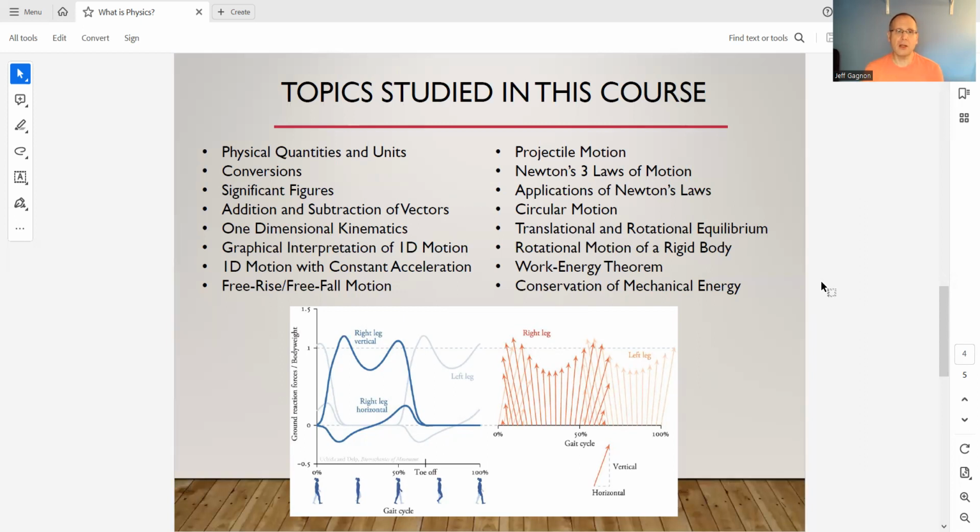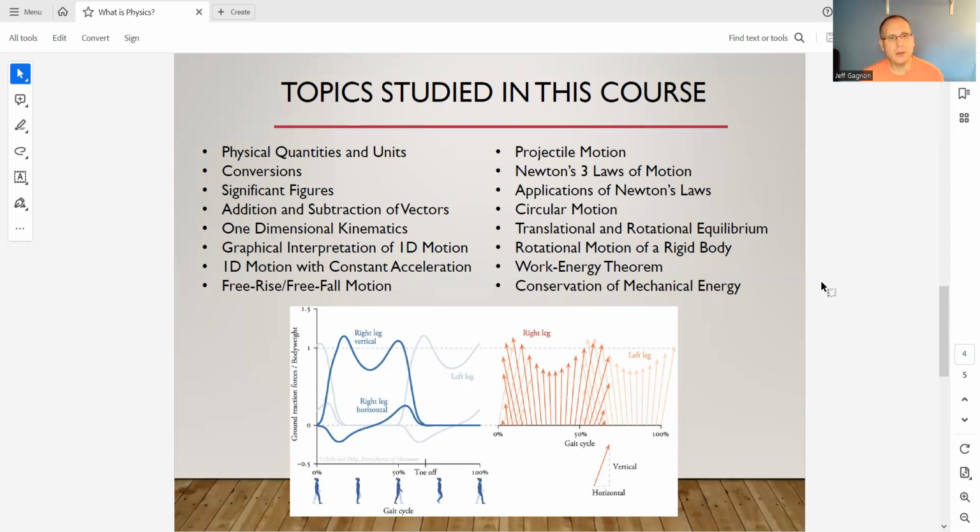We will look at graphical interpretations of 1D, one-dimensional motion. So given position versus time graphs, velocity versus time graphs, and acceleration versus time graphs, we'll look at how to interpret those graphs. And then we'll spend a little bit of time looking at some applications, so solving some application type problems that involve constant accelerated motion.